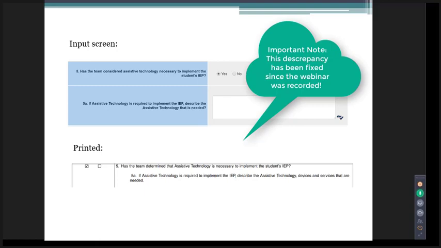And so I know that we've had multiple questions in the past year that have asked, well, we say we're considering it, but we don't need it. So how do we answer that yes/no question? So hopefully, knowing this, knowing how it prints to the IEP, you will have more knowledge to answer that question now.